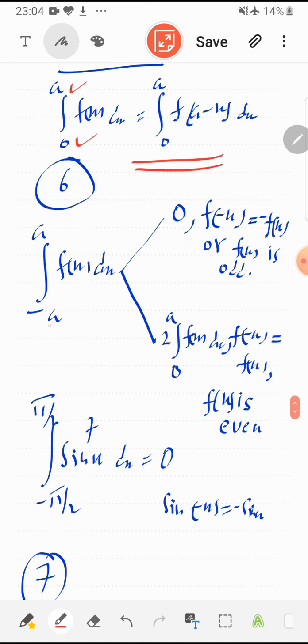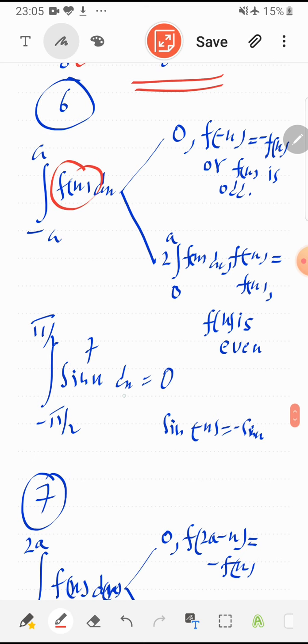Sixth property: if we have integral minus a to a f of x dx, then there are two possible results: 0 if the function is odd, and 2 times integral 0 to a f of x dx if the function is even. Now obviously you must know about even and odd functions. If I put minus x and the result becomes negative, it is an odd function. If I put minus x and the result is the same, it is an even function.